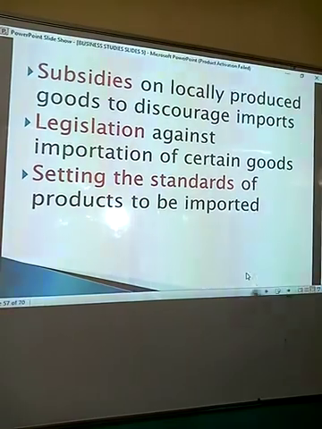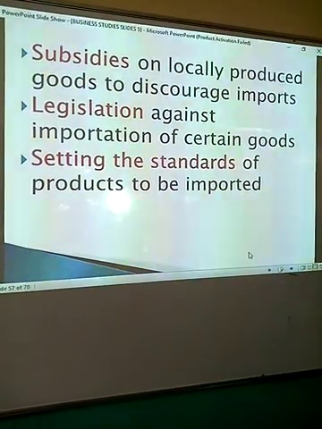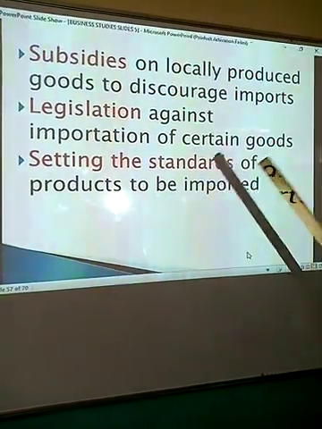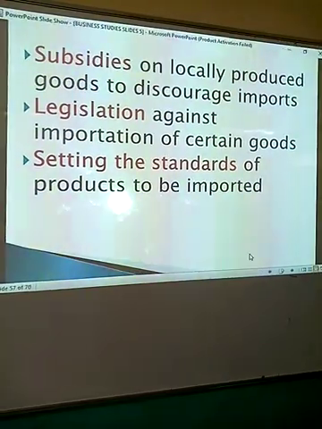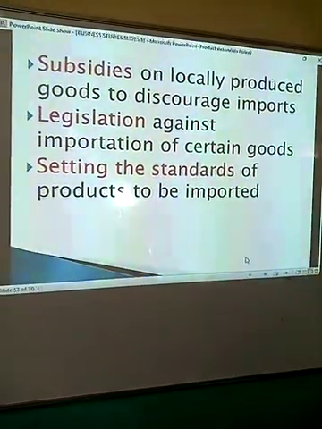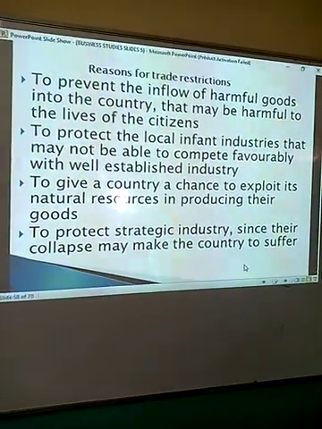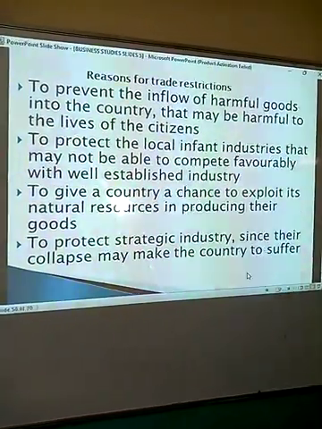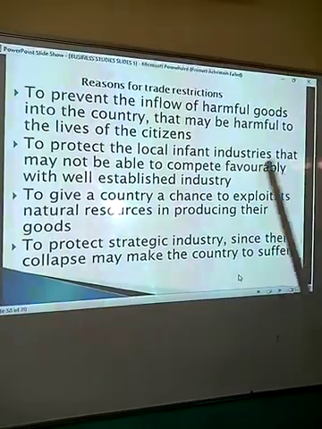Now that will discourage you from getting admission in that school. And that is what the government also does, sets standards so high for the goods to be imported. Now, what are some of the reasons for trade restrictions?